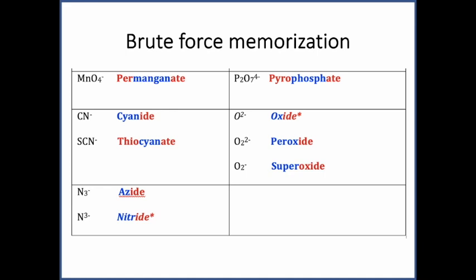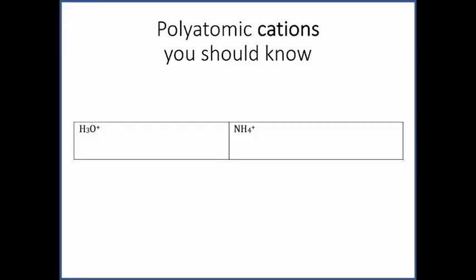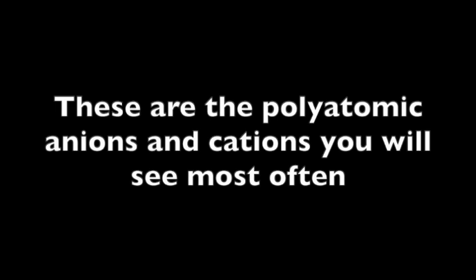Finally, we need to go over a couple of polyatomic cations you need to know about. The first one, H3O+, is hydronium. We are going to be seeing this a lot when we talk about acids and bases. Now the second one, NH4+, is ammonium, and you'll see a lot of this one too. So there you go. Those are the names of the common polyatomic anions with a couple bonus cations thrown in there for fun. There are others, but these are the ones you'll see most often.